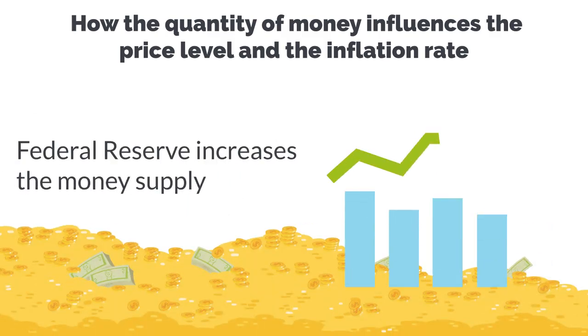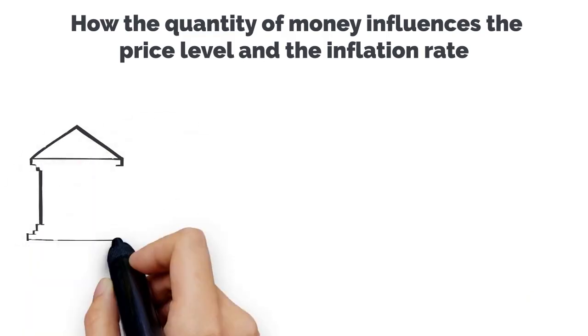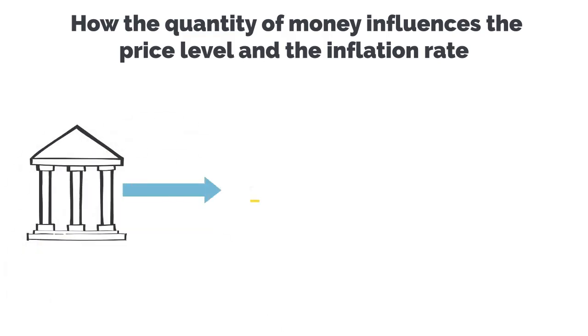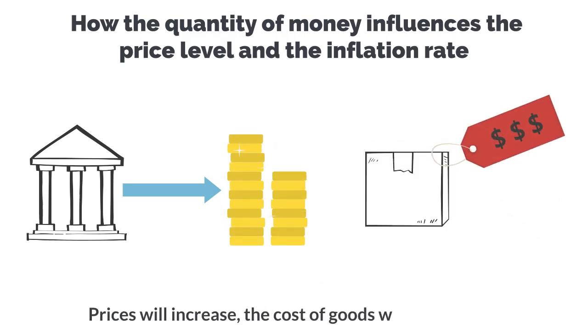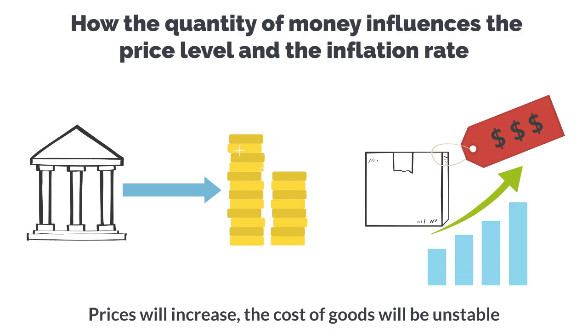When the Federal Reserve increases the money supply, inflation may occur. More often than not, if the Fed is attempting to stimulate the economy by growing the money supply, prices will increase, the cost of goods will be unstable, and inflation will likely occur.